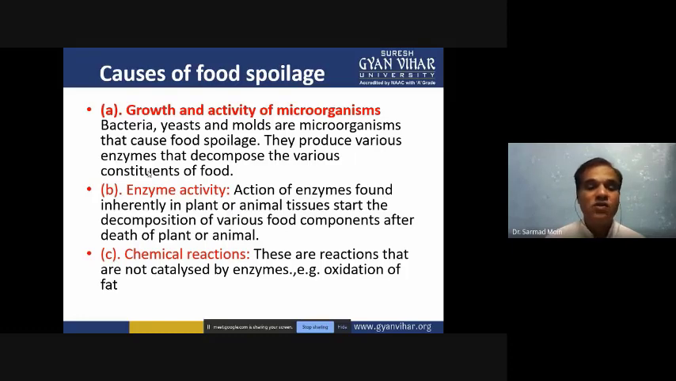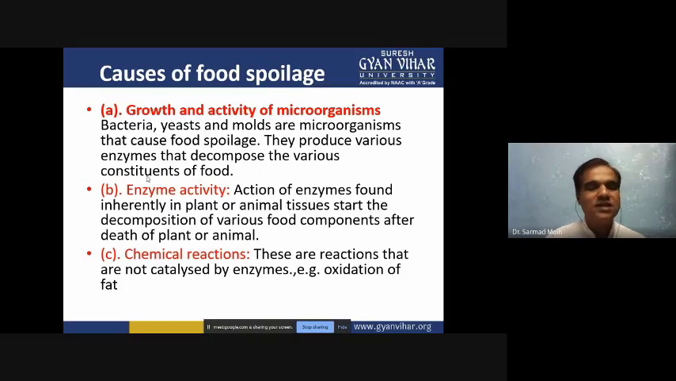An example is oxidation of fat. Food fat oxidation is a type of chemical reaction. We know that many types of fat are present in the cells of plants and animals, and these fat molecules can be oxidized. When they are oxidized, the taste changes and an odor develops, and this odor and taste change is what we call food spoilage.